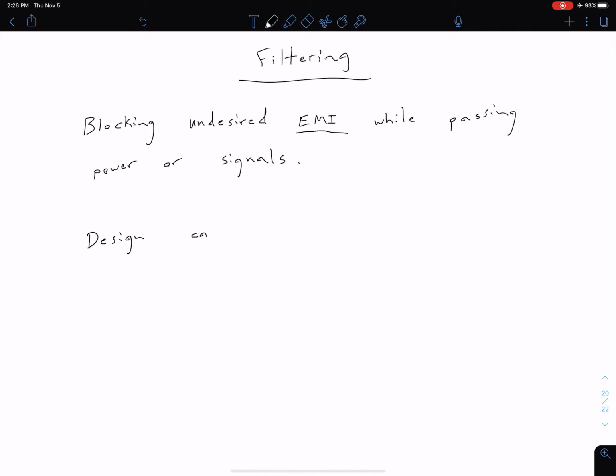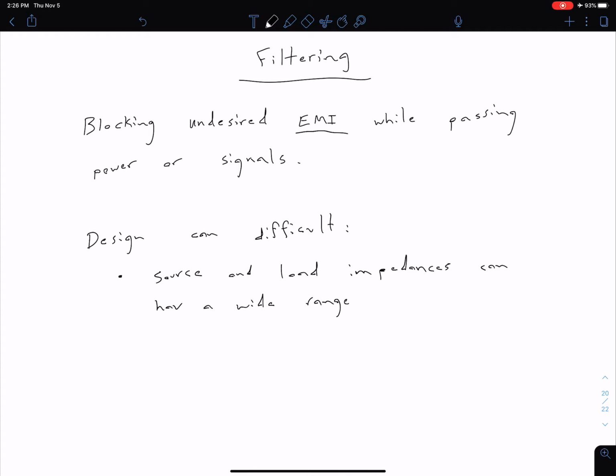So design can be difficult because, one, in some applications, our source and load impedances can have a wide range. One example of where this is true would be AC power lines.